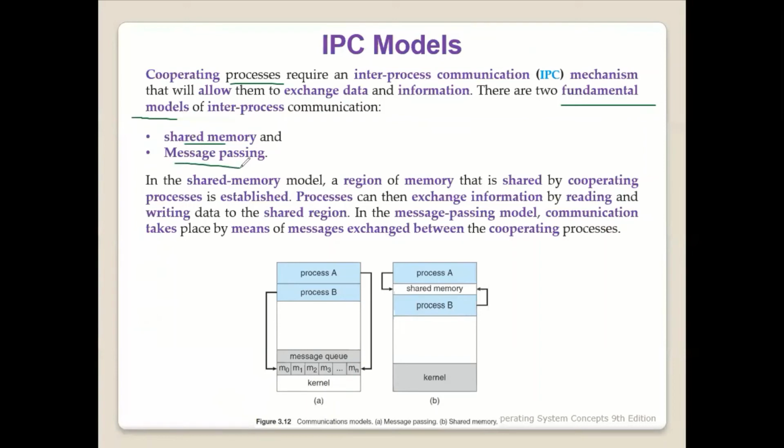Let's see shared memory. When you say shared memory, a particular portion of your main memory is going to be shared by the cooperating processes. One piece of memory location is accessible to all the cooperating processes. So the processes can exchange information by reading or writing in the same shared location. That's the idea of shared memory.